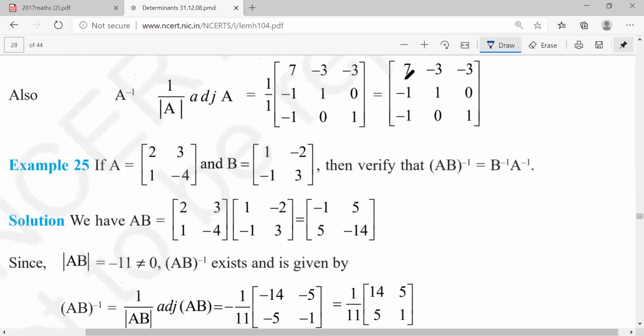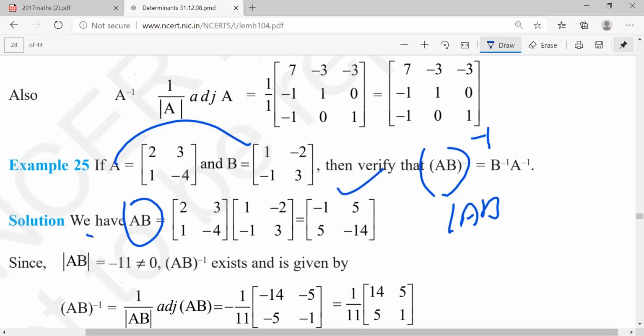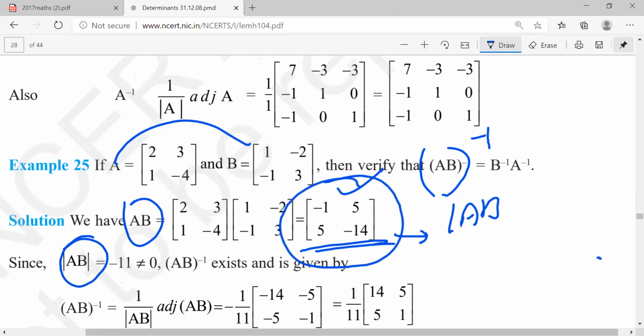AB inverse means you have to multiply A and B, multiply A into B, then find the inverse. How do you get the inverse? You take the determinant of AB. You take this determinant, correct? The determinant of AB you do, then you take the adjoint of this. That's it. It is that simple for you. Any doubt in this?